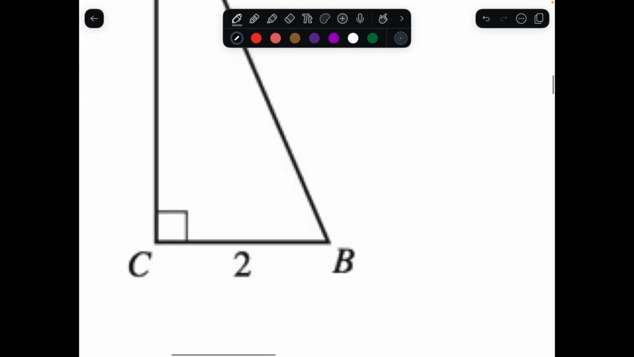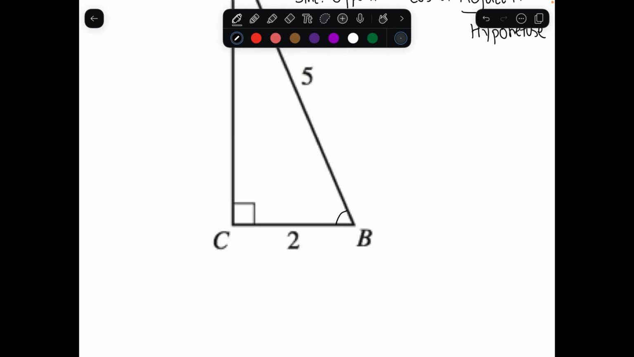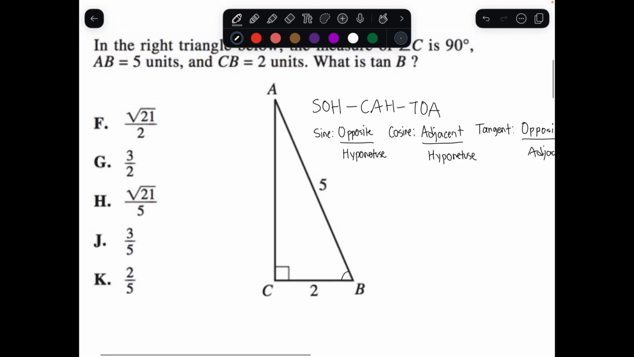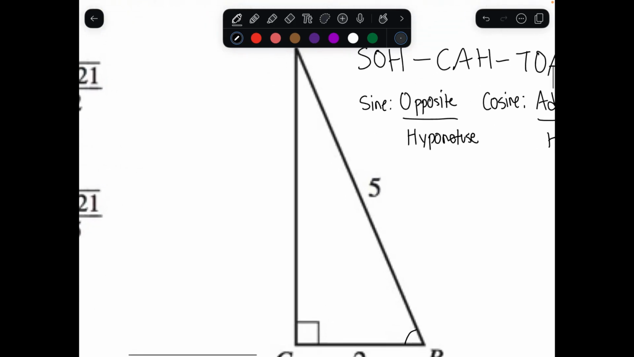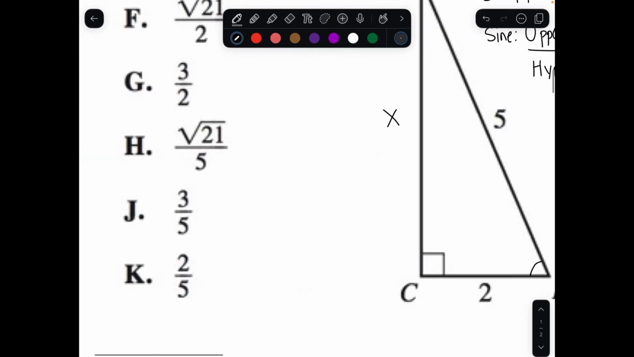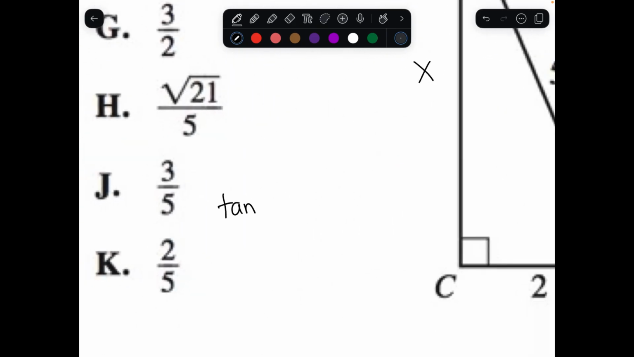So first, let's label angle B. That's angle B. So to find tan of B, we need to find the opposite side and the adjacent side. So the opposite side would be this. Let's just label this x for now. And then the adjacent side is 2. So we know tan of B is going to be x over 2.